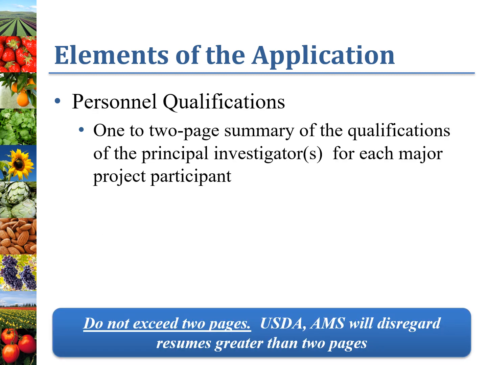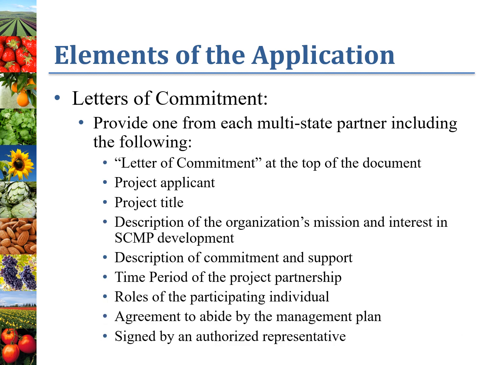For 2023, USDA has emphasized that resumes should be no longer than 1 to 2 pages for each major project participant. If they receive resumes or CVs greater than 2 pages, they will disregard the entire resume or CV. Personal qualifications are worth 25% of the technical reviewer score for this program, so it is important to the success of your proposal to adhere to this requirement. A letter of commitment is required from each multi-state partner, and each letter of commitment must include all of the elements on this slide.